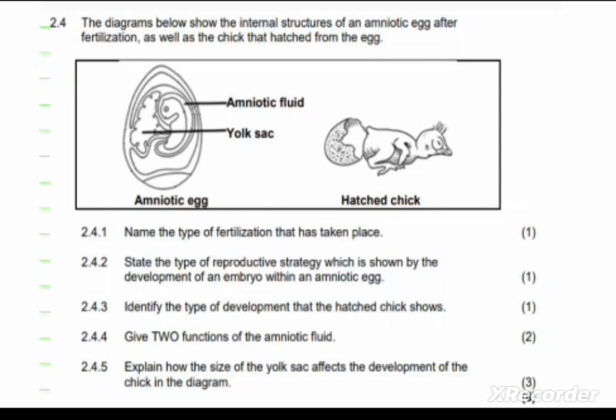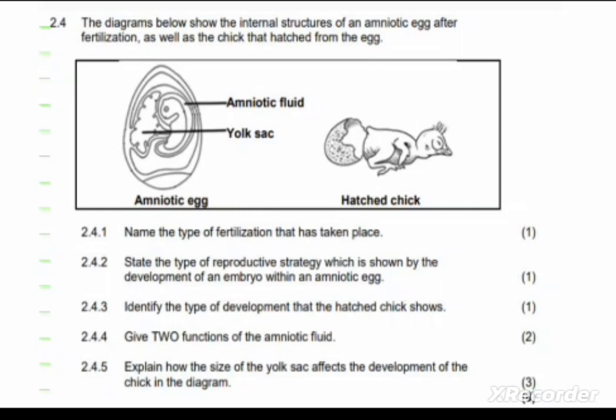Explain how the size of the yolk sac affects the development of the chick in the diagram. So remember the yolk sac, that's where it gets its nutrients. So if the yolk is small, what's going to happen? It means that the fetus is going to get less nutrients, and hence it's not going to develop, right? It will be less developed. So if the yolk is big, then the fetus is going to be more developed.